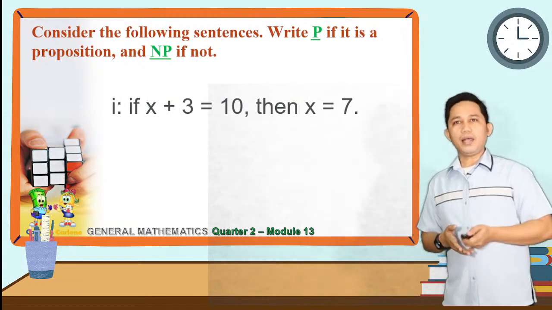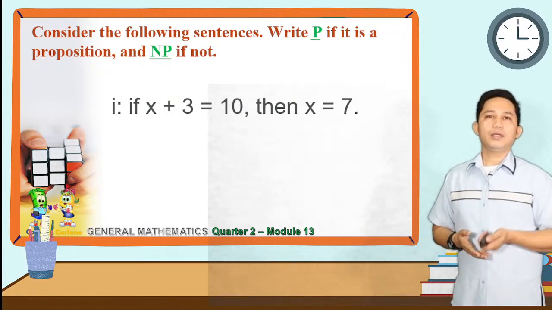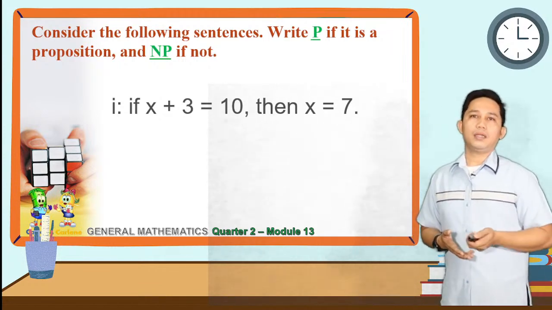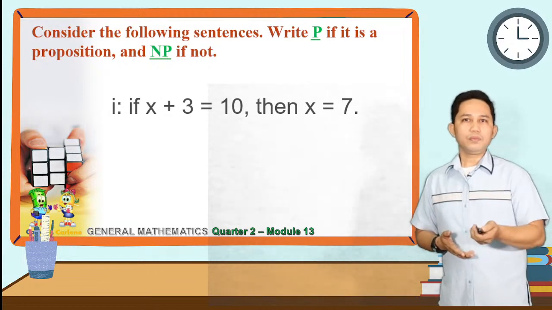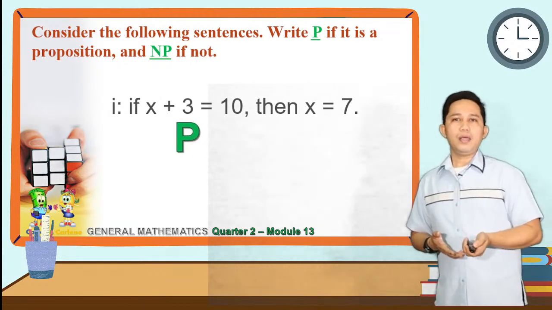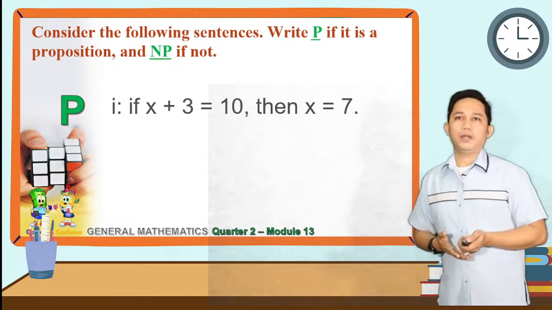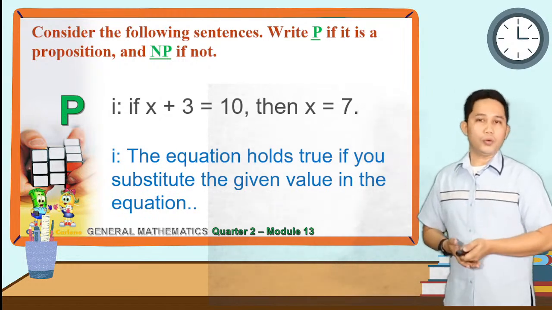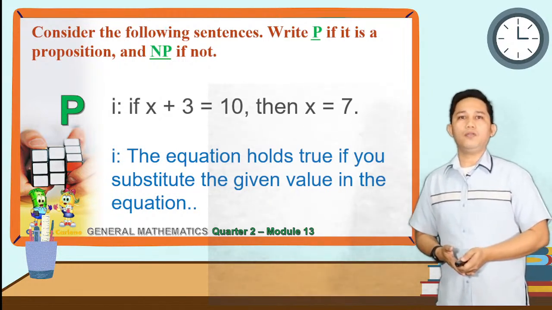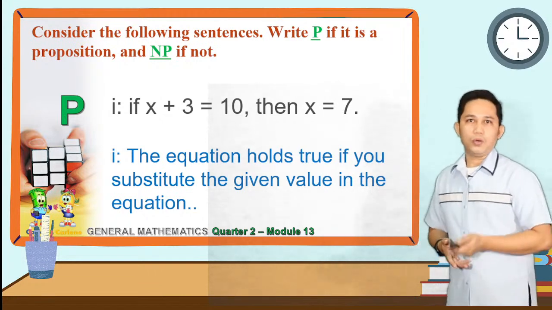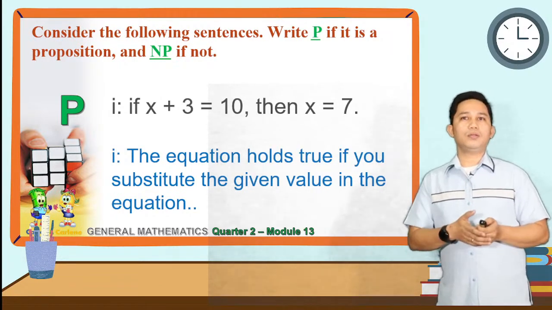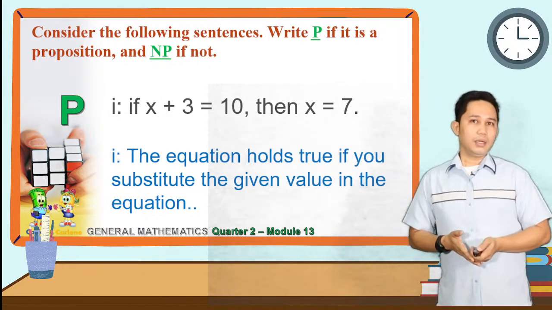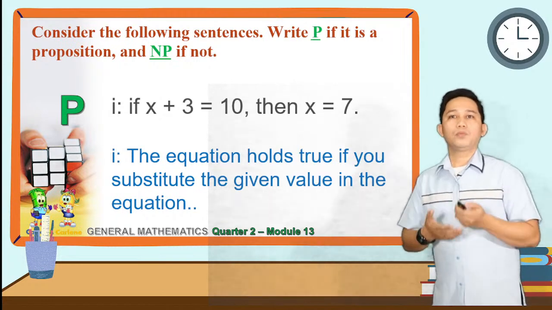Next, if x plus 3 is equal to 10, then x is equal to 7. Is it a proposition or not a proposition? Yes, it is a proposition. Very good. The truth value is that the equation holds true if you substitute the given value in the equation. Try to substitute x equals 7 in the equation x plus 3 equals 10. Will the equation be true?